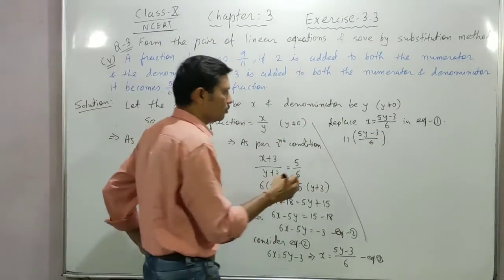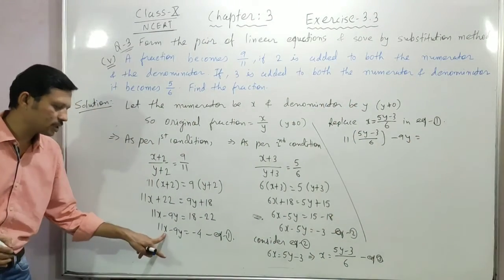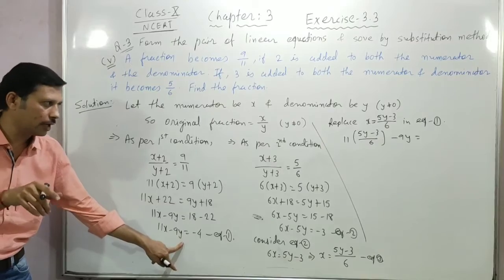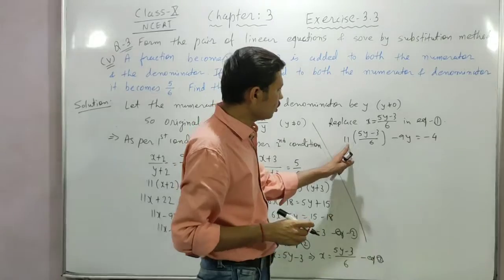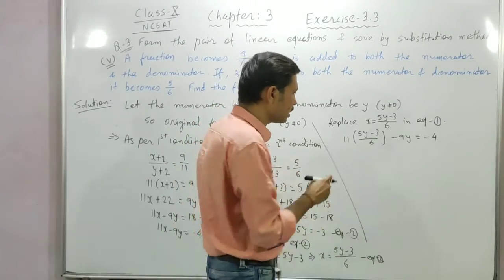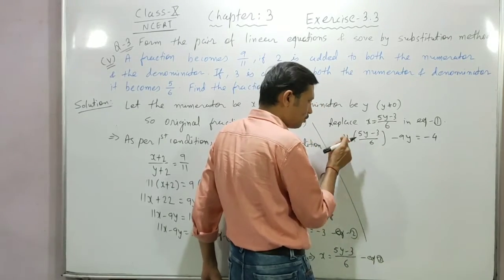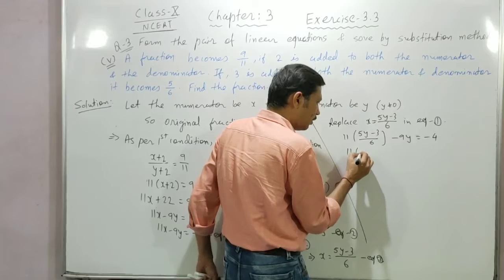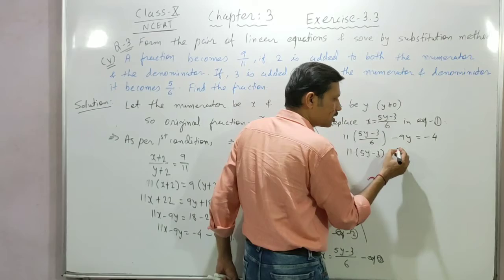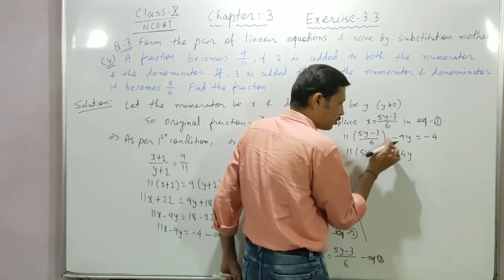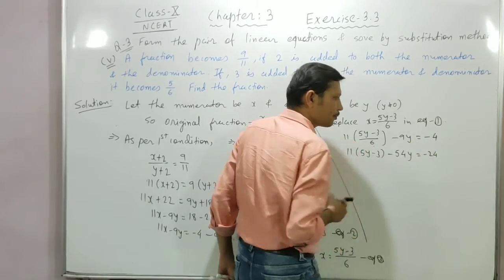Then minus 9y, that is equal to minus 4. 11x, the value that we replaced, minus 9y is equal to minus 4. Now here no simplification will be there with the 11 and 6. 11 is our numerator and 6 is our denominator. So we will take the LCM and multiply 11 also. So 11 times (5y minus 3). 6 multiplies here because the LCM; 9 times 6 is 54y. That's why we are multiplying here by 6. Here also multiplying by 6. 6 fours are 24. Right?